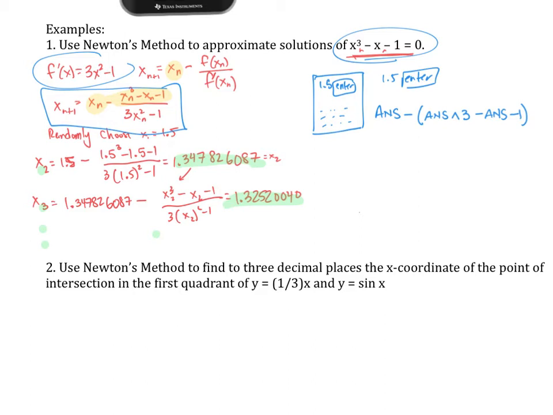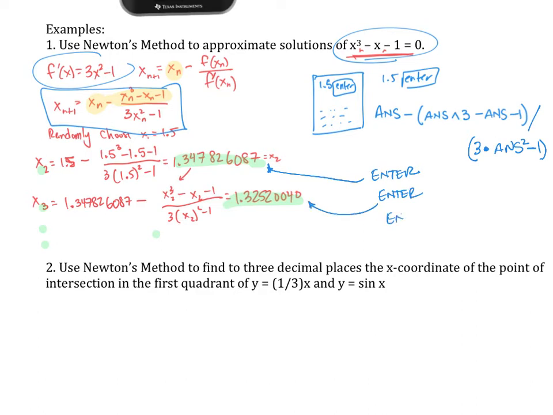Oops, let's use the right pen tool. I have to divide by, and this is 3 times, open parentheses, 3 times answer squared minus 1. Then just hit enter. Okay, it'll give you this value. Then hit enter again. It'll give you this value.